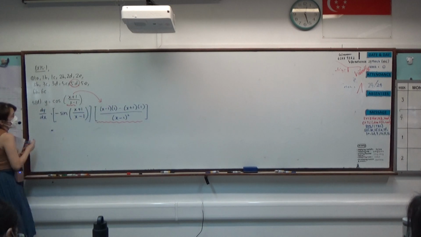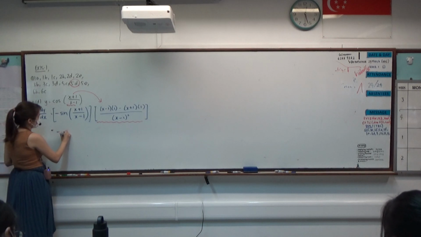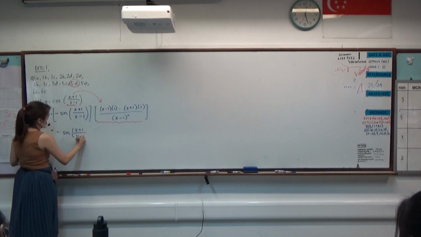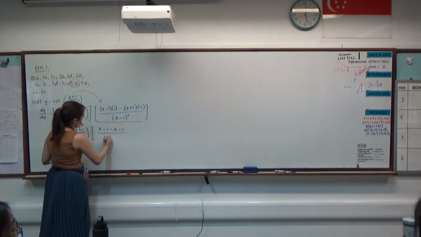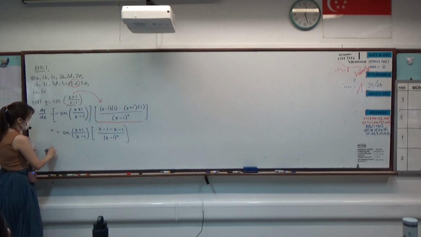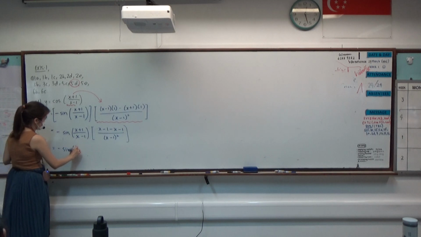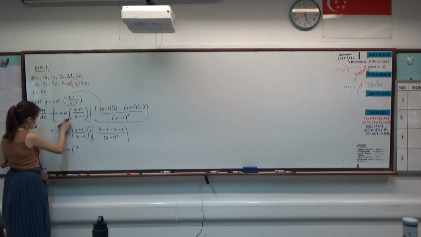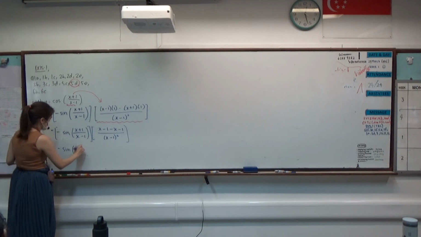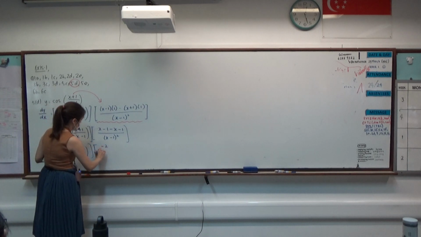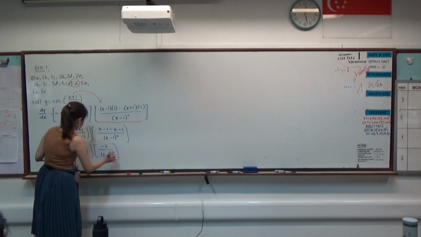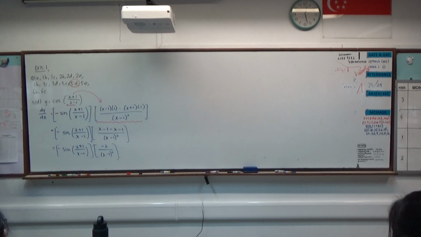Then after that we try to simplify it, so we get negative sine of (x plus 1) over (x minus 1), in this case (x minus 1) minus (x minus 1). We get this, right? Questions? Okay.